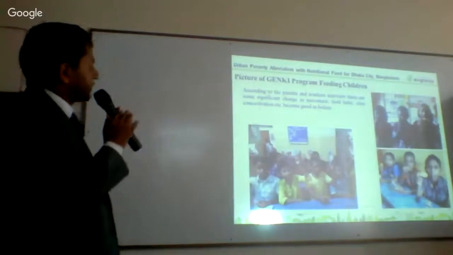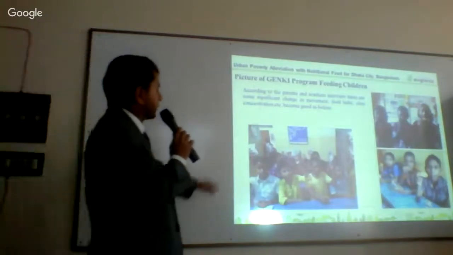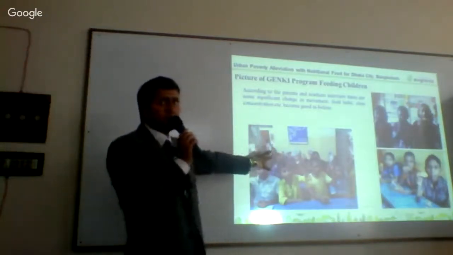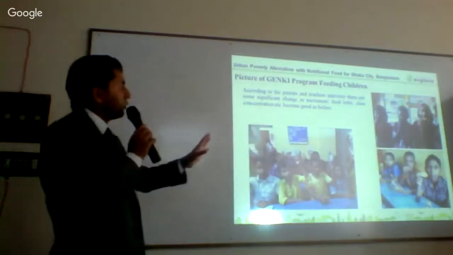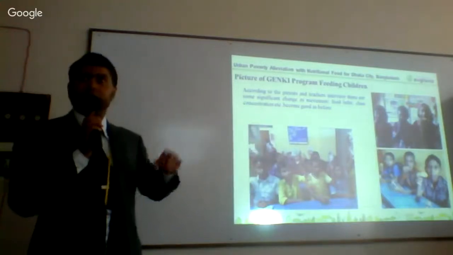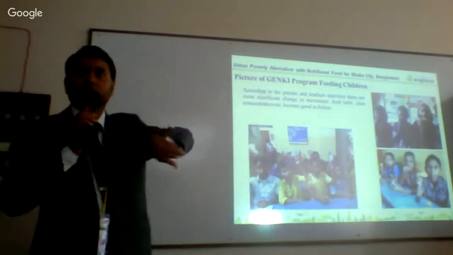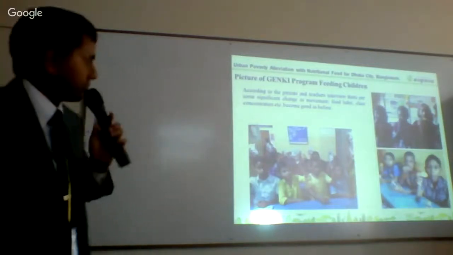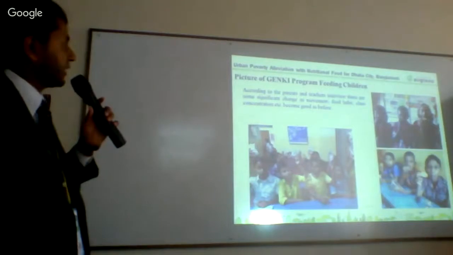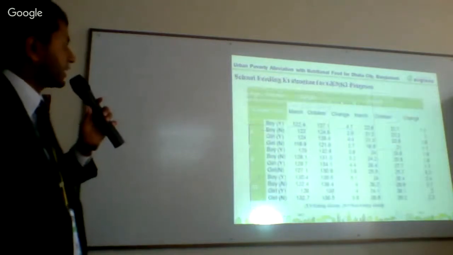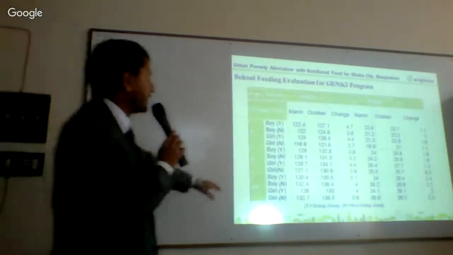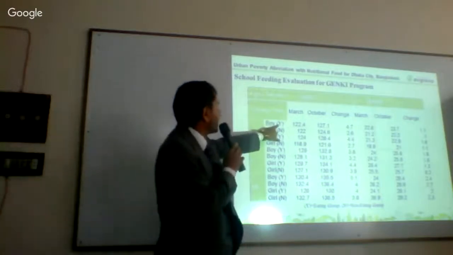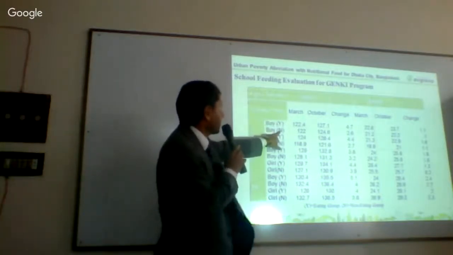So this is the picture of Rangers school, where the children are getting the biscuits, one packet of biscuits every day. They are getting these biscuits every day, and this is the data for the height and weight. So this one is for those who are eating biscuits, and they are the control group.